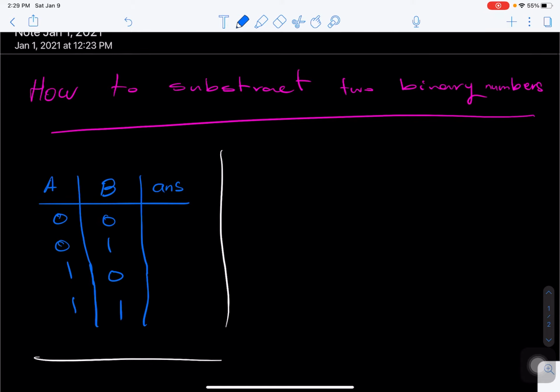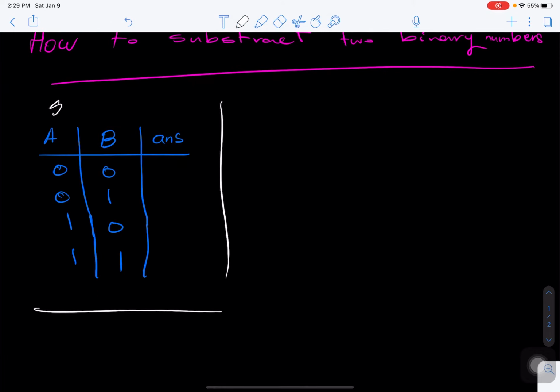So as you know, binary numbers are numbers that contain 0 and 1, for example 0 1 or 1 0. In order to subtract two binary numbers, you need to know this subtraction table.